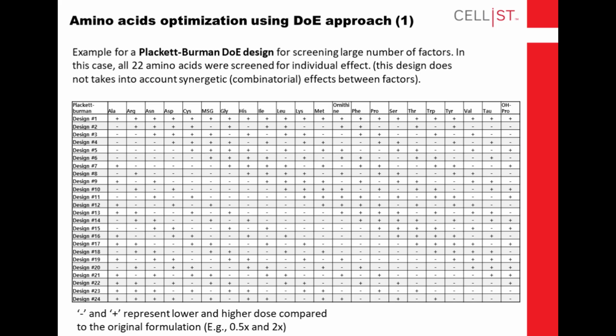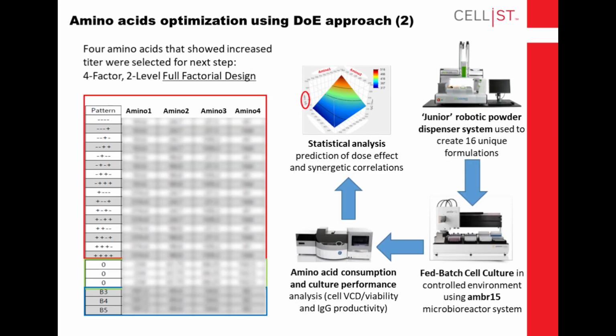But for more precise analysis, you want to minimize the number of factors, and you can perform this kind of factorial design that is shown on the left. This is a 4-factor, 2-level full factorial design that examines the effect of 4 amino acids. So I'm sorry, this part is a bit confidential, so we just wrote amino acid 1, 2, 3, and 4. And I will show you quickly the workflow that we employ in our lab.